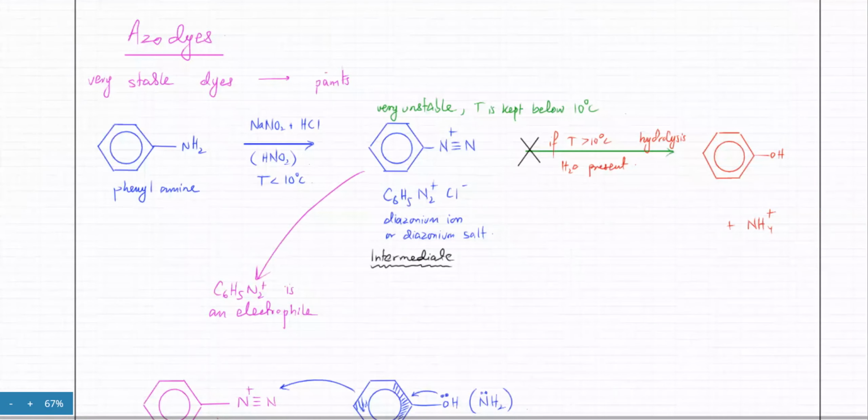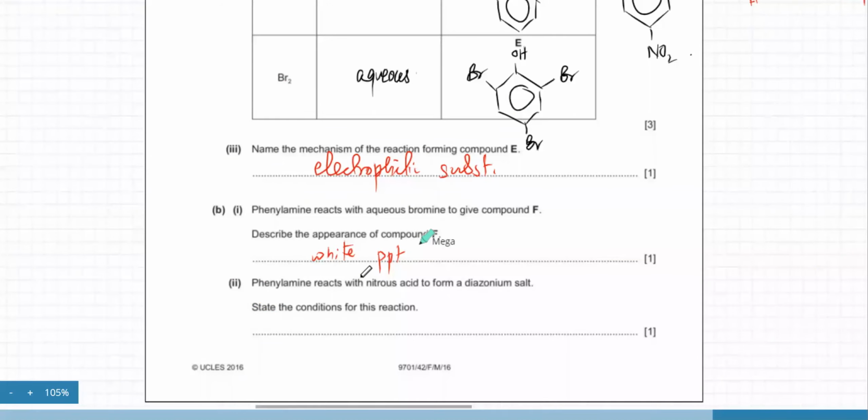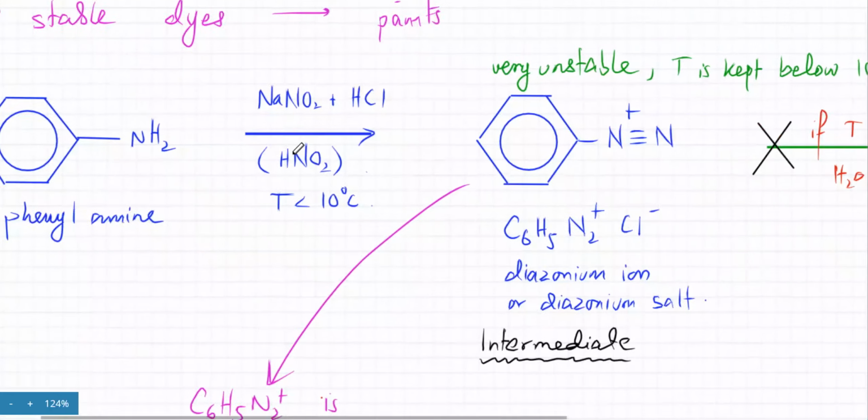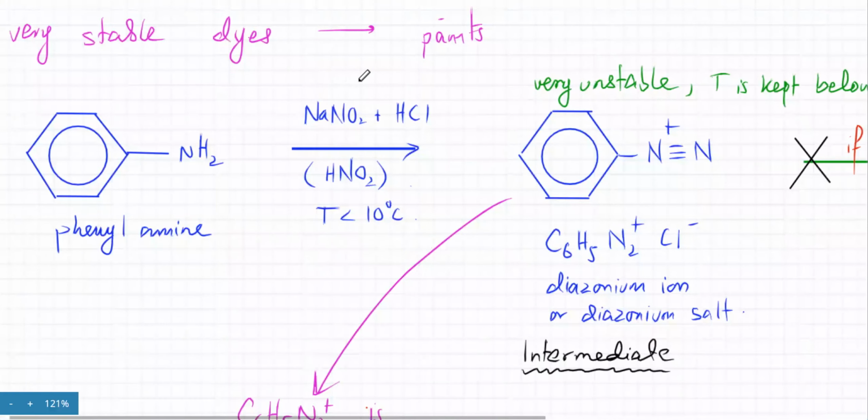So this question that we were doing was on azo dyes. It says phenylamine reacts with nitrous acid to form a diazonium salt. State the conditions for this reaction. The main condition was that the temperature has to be kept below 10 degrees centigrade. Nitrous acid is HNO2, which is formed when NaNO2 and HCl are reacted together. And the temperature is kept below 10 degrees centigrade. That's how you get a diazonium ion. So that's the first part.